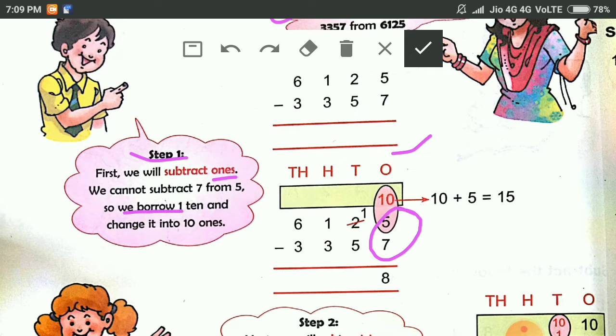We borrow 1 ten and change it into 10 ones. 10 plus 5, 15. You have to subtract 7 from 15 and you will get 8. Now step 2.